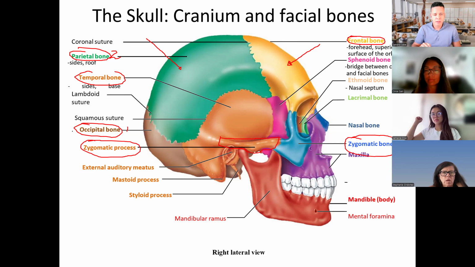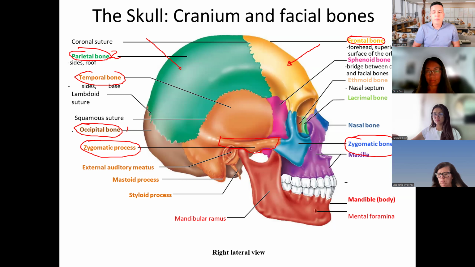You would say zygomatic process, right temporal. So you gave me the name of the bone marking, and then you told me what is the bone that the marking belongs to. This marking that I'm pointing to belongs to the right temporal. What if it was the other side? There would be a zygomatic process, left temporal. Okay, this is how you answer questions related to the bone markings.